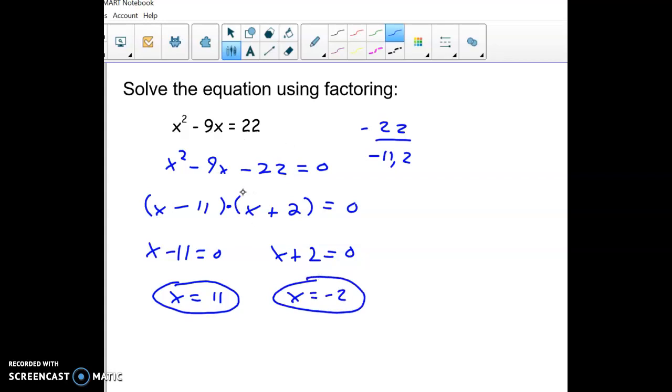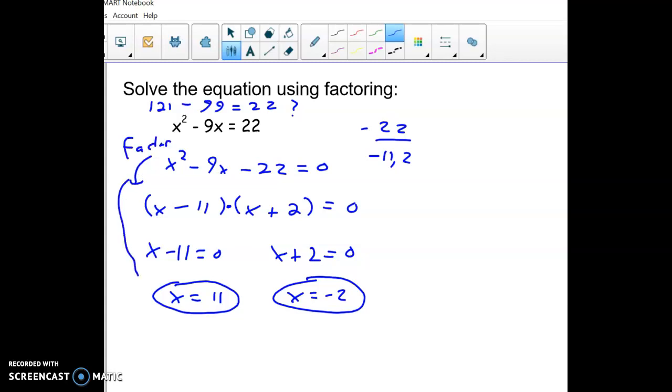And if you're not sure come test day, you can always put them in and check. Like if we put in 11, 11 squared would be 121. 9 times 11 would be 99. So we could say if we do that, does it actually equal 22? And we can see that that should be okay. You could do the same thing for negative 2 if you wanted to check your answer. Right? So again, that first step is called factor.